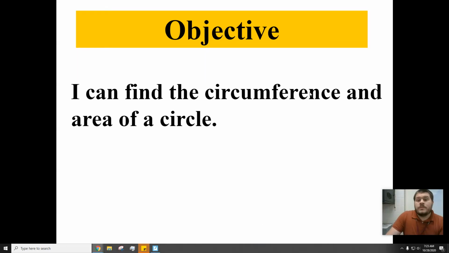Hi. So today we're going to be talking about circles. We're going to have two parts to today's lesson: circumference and area. My I can statement is: I can find the circumference and area of a circle.